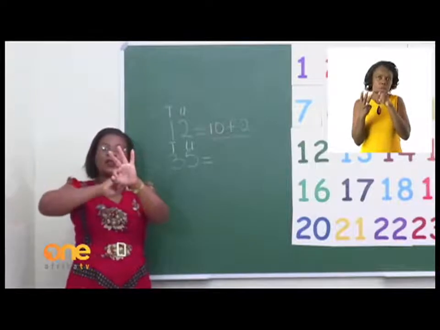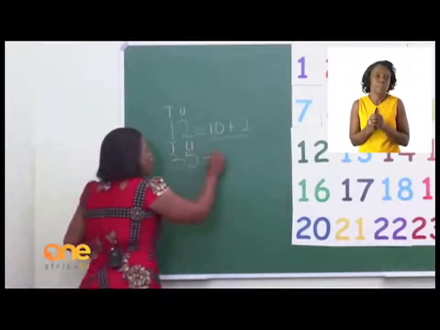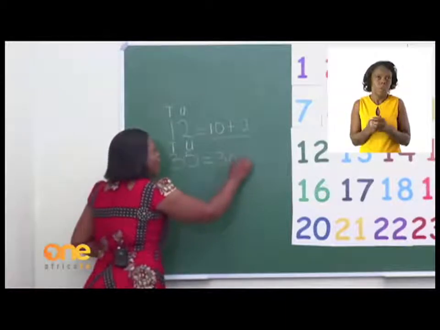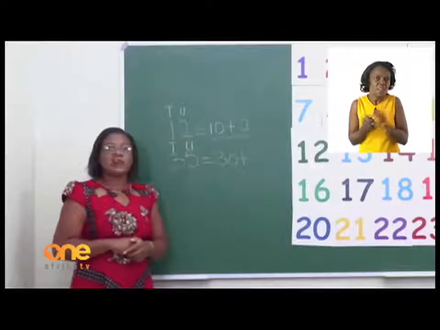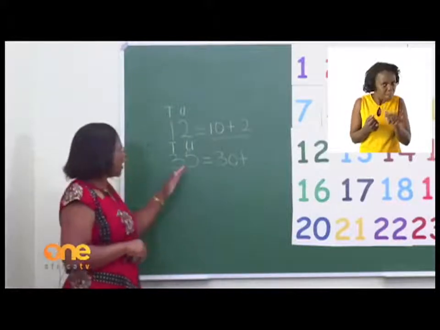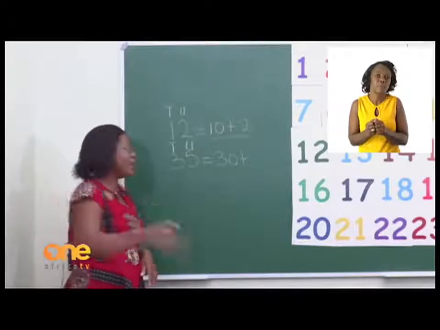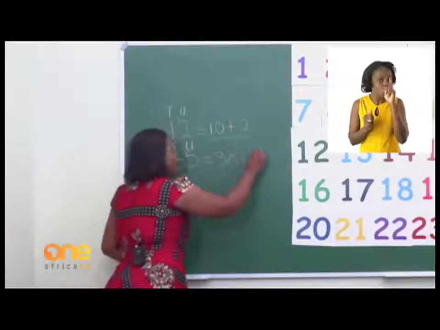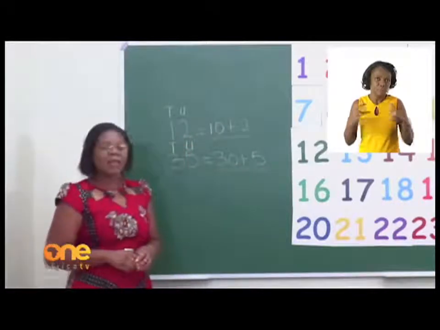10 and 10. Therefore, it's a what? A 30. 10, 20, 30. Therefore, you have a 30. Plus, how many units do we have? Remember, the units remain. We don't have to count how many. The same number is a unit. Unit means 1. Therefore, a 5 remains. That is how we have broken down that number.